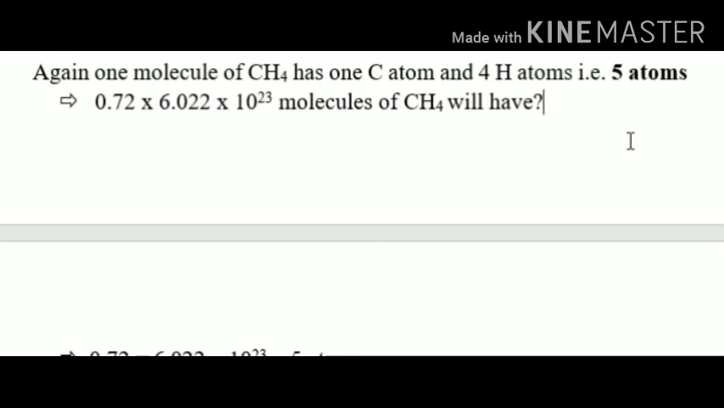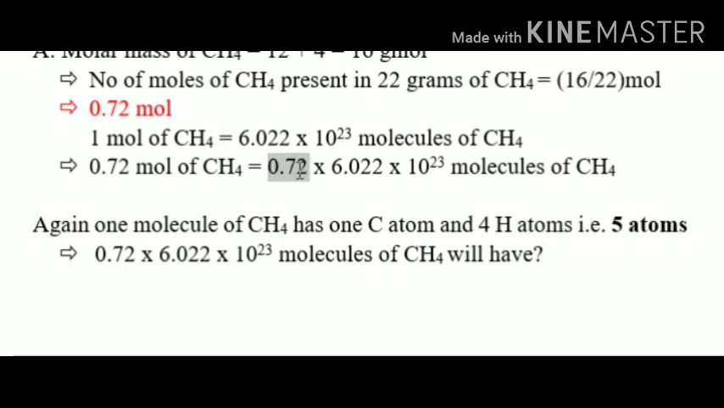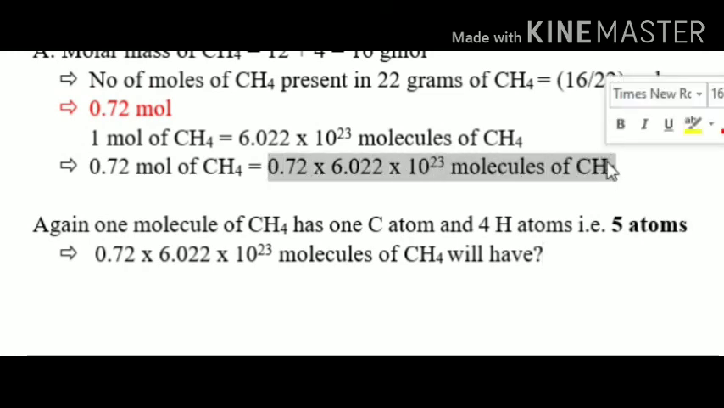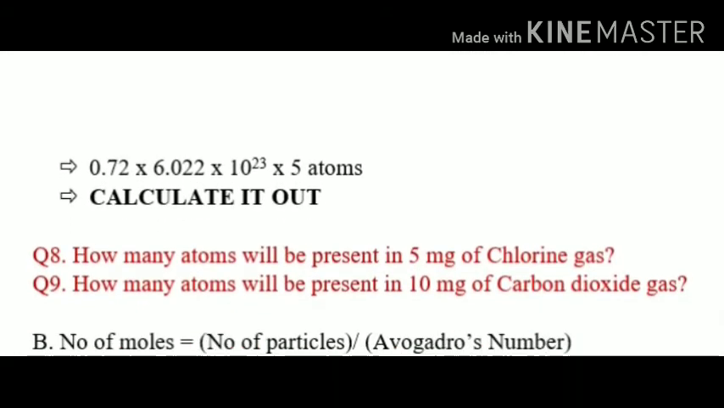Okay, so in one methane molecule there are 5 atoms. So total number of atoms in 22 grams of methane is the number of moles into Avogadro's number into 5. Okay, you calculate it out.